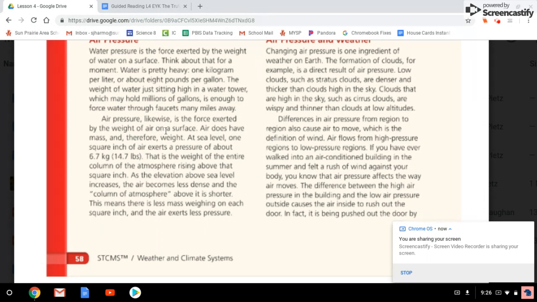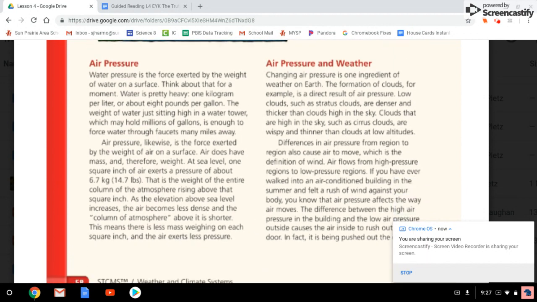Air pressure, likewise, is the force exerted by the weight of air on a surface. Air does have mass and therefore weight. At sea level, 1 square inch of air exerts a pressure of about 6.7 kilograms or 14.7 pounds. That is the weight of the entire column of the atmosphere rising above that square inch. As the elevation above sea level increases, the air becomes less dense, and the column of air above is shorter. This means there is less mass weighing on each square inch, and the air exerts less pressure. So I believe we just heard another answer.